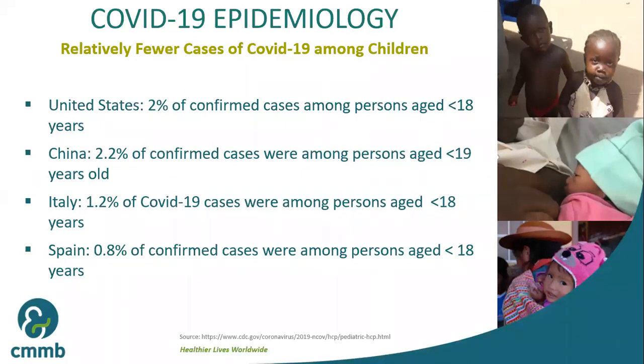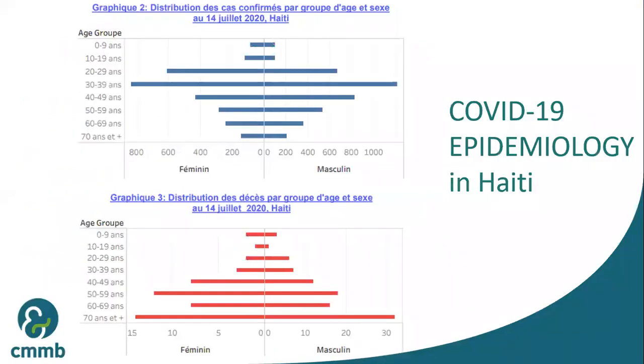For example, as you can see on the slide, in the States, 2% of the confirmed cases were among children. China, it's slightly the same. Italy, it's less than 2%. Spain, less than 1%. And in Haiti, it's 2.7% of prevalence in children. Just to confirm what we were saying for Haiti, as you can see, the prevalence is very low in children and the mortality as well.